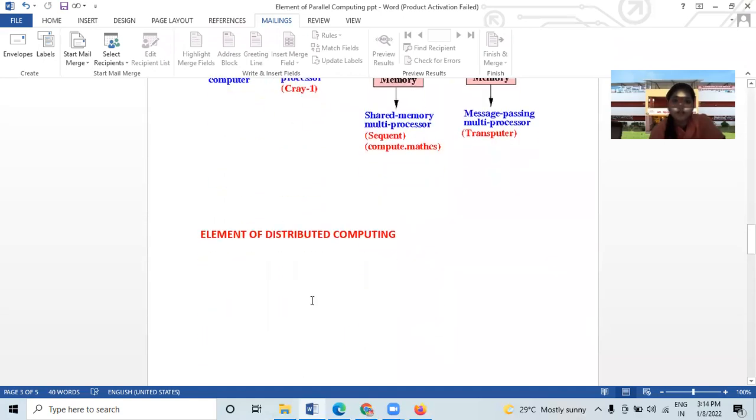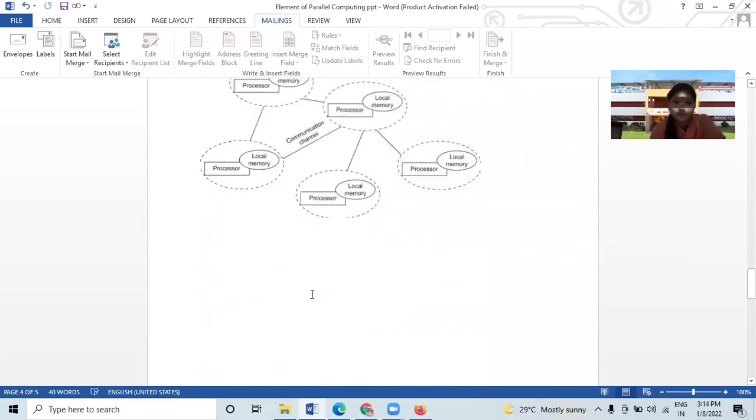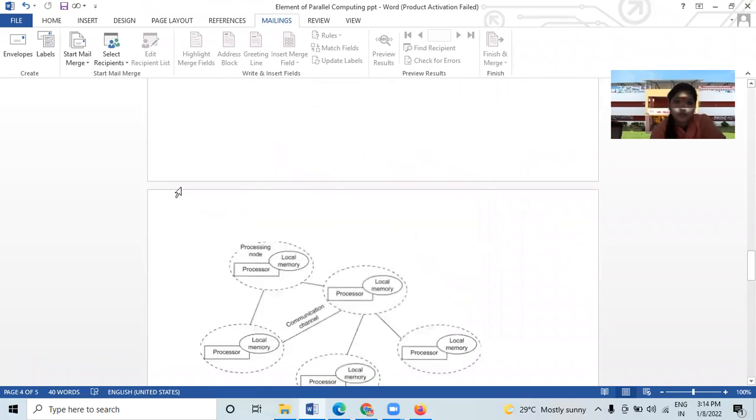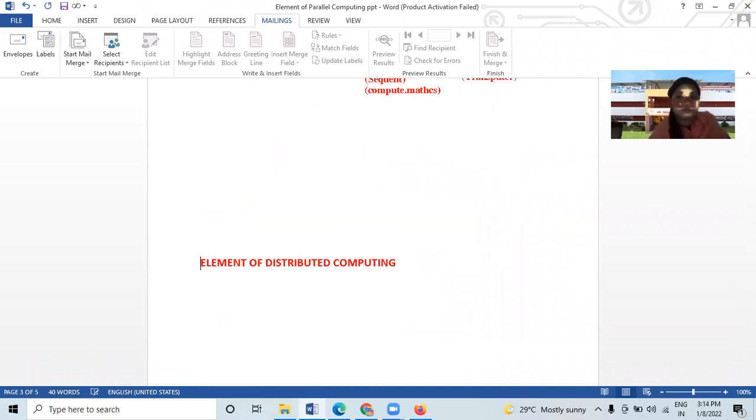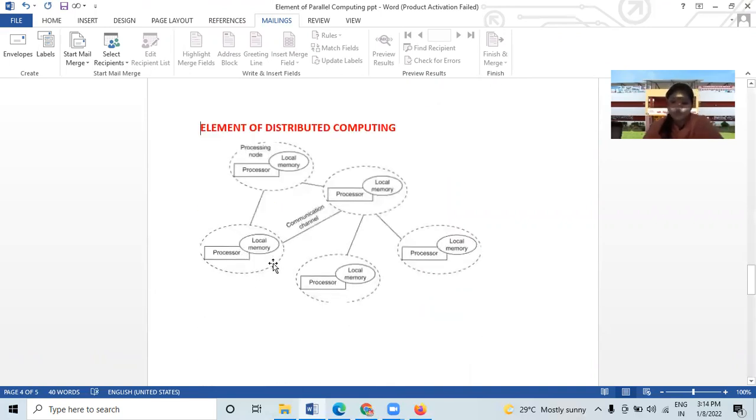Now the elements of distributed computing. In the previous section we discussed techniques and architectures that allow the introduction of parallelism within a single machine or system.